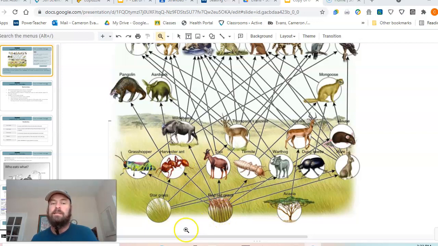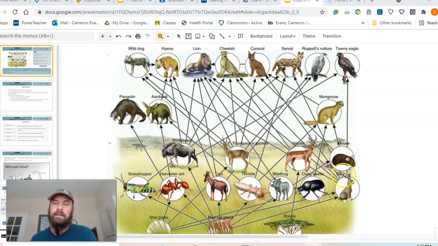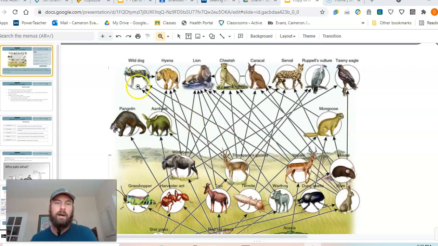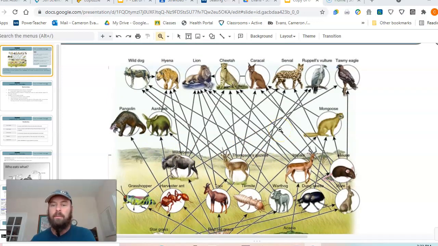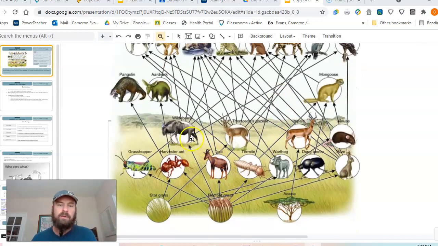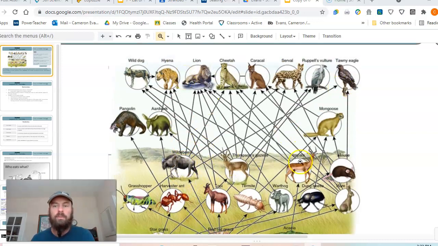What's different here is when we get to an organism like this hare. This hare eats the grass, but then we see that, again, many things eat the hare. The hare gets eaten by a wild dog, a lion, a cheetah, a caracal, a serval. I mean, goodness, everything eats this poor rabbit, even the tawny eagle. So it's got many arrows coming from it because it's food for many different organisms. And that's the same with all these different organisms. We can pick many of them. We could pick, let's see, this wildebeest. Even though it's only showing the wildebeest eating one thing, the grass, it shows many things eating the wildebeest.